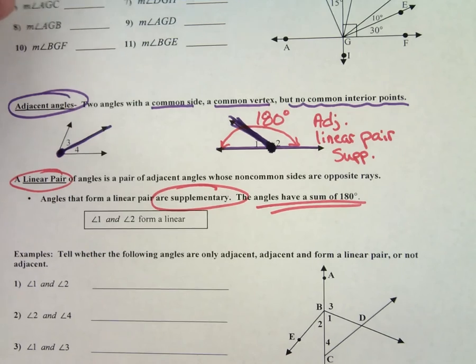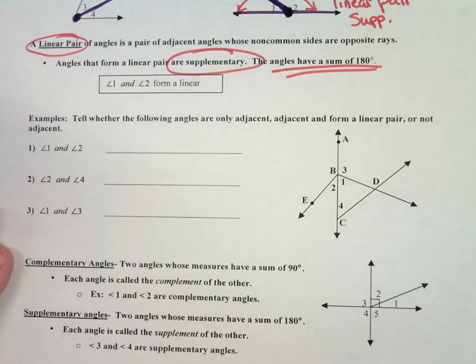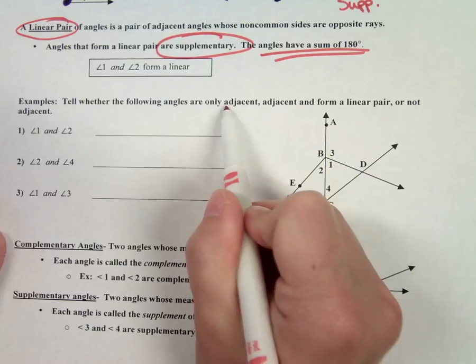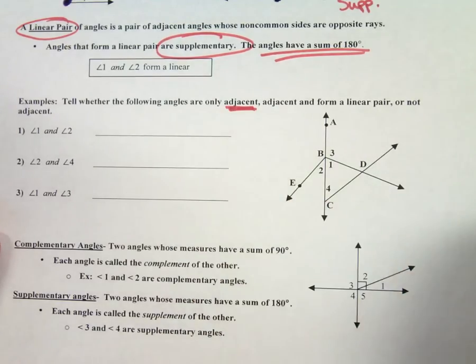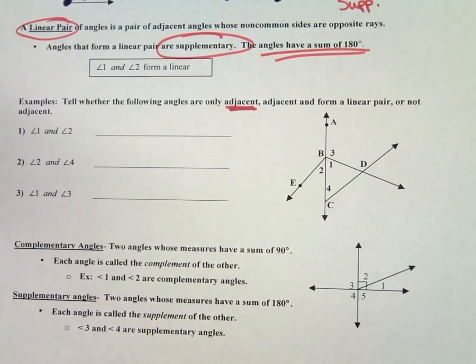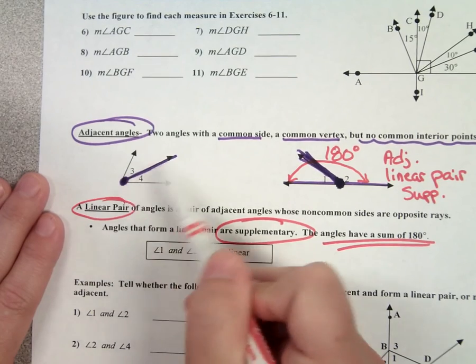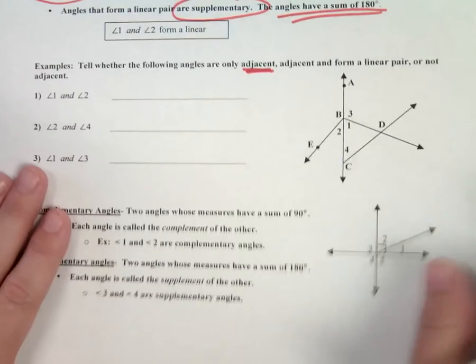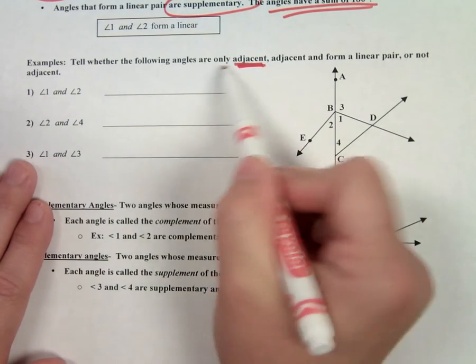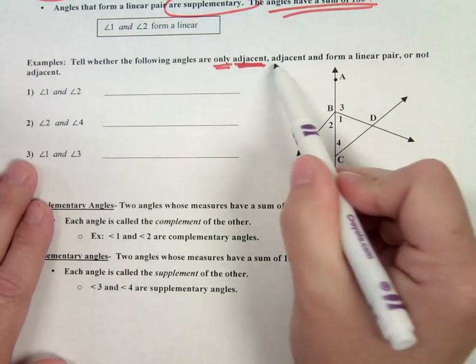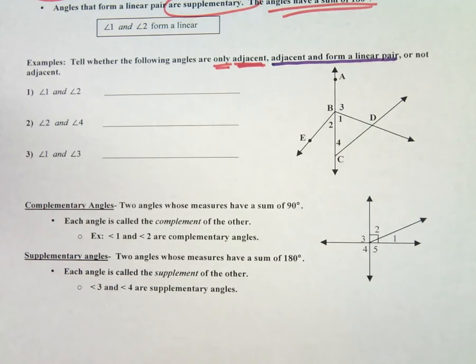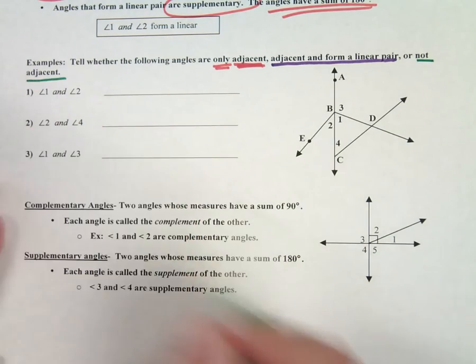Okay, let's practice the word adjacent for just a little bit. Now in your life, you may hear the word adjacent used as the neighbor adjacent to me is my best friend. And that means the neighbor right next to you. So in math class and geometry, adjacent refers to two angles that have a common side and a common vertex. Okay, so we're going to pick from only adjacent, adjacent and form a linear pair, or not adjacent at all.